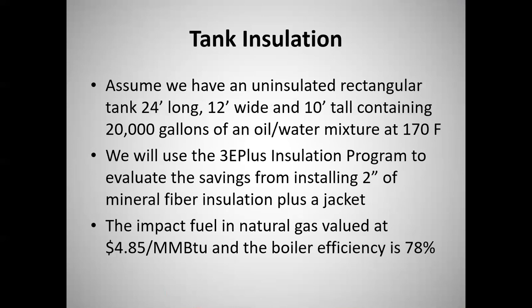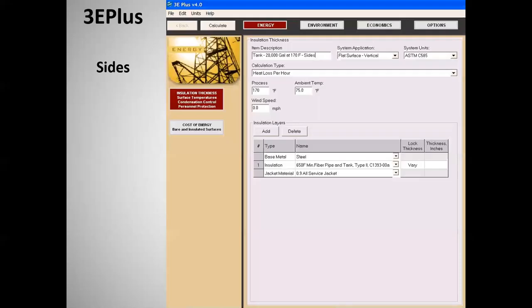Tank insulation. So assume we have an uninsulated rectangular tank, 24 feet long, 12 feet wide, 10 feet tall, containing 20,000 gallons of an oil water mixture at 170. So we can use the 3E Plus program to evaluate the savings of installing 2 inches of mineral fiber insulation plus a jacket. And there's the fuel, 485 and 78%.